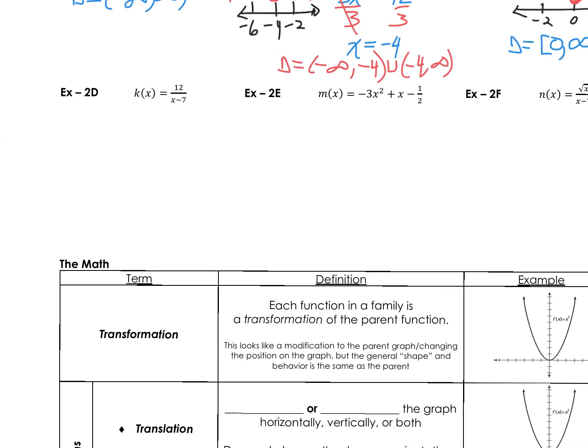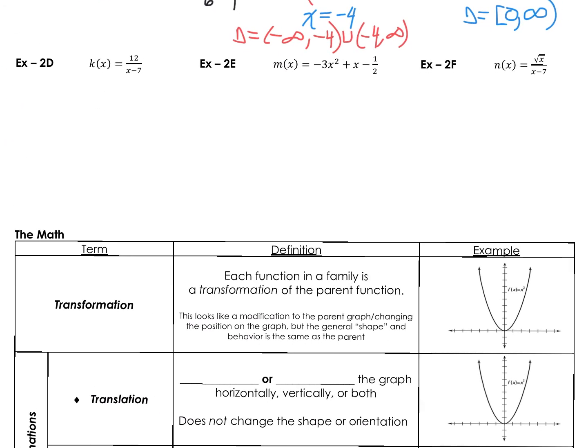Then let's look at 2D. So 2D has something that's bad, and the bad thing is that you have x minus 7 in the denominator. So remember, that cannot equal 0. So we're going to set x minus 7 not equal to 0. So it's going to give us just one value.